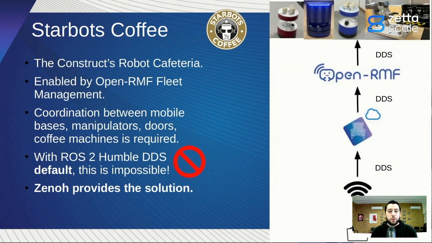However, with more than one robot, especially as you expand, the default DDS implementation, the setup off the shelf with ROS2 Humble is impossible. It's just very, very hard to make it work and have every robot discover each other robot easily, quickly and reliably. And Zenoh provides the solution for this problem.